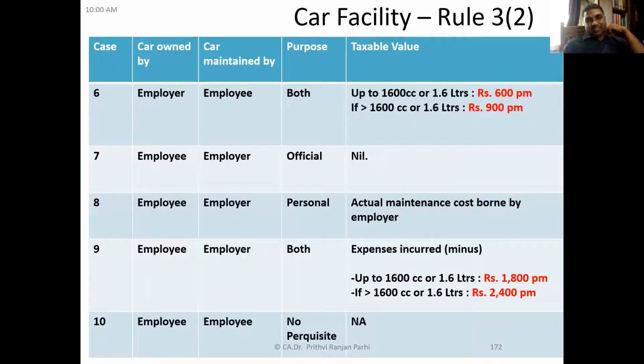Situation 7. Employee's car, employer is maintaining, and for official purpose. Since it is official purpose, taxable value is nil. Situation 8. Employee's car, employer is maintaining, and for personal purpose. Since employer is maintaining, the actual maintenance cost borne by employer shall be the taxable perquisite.